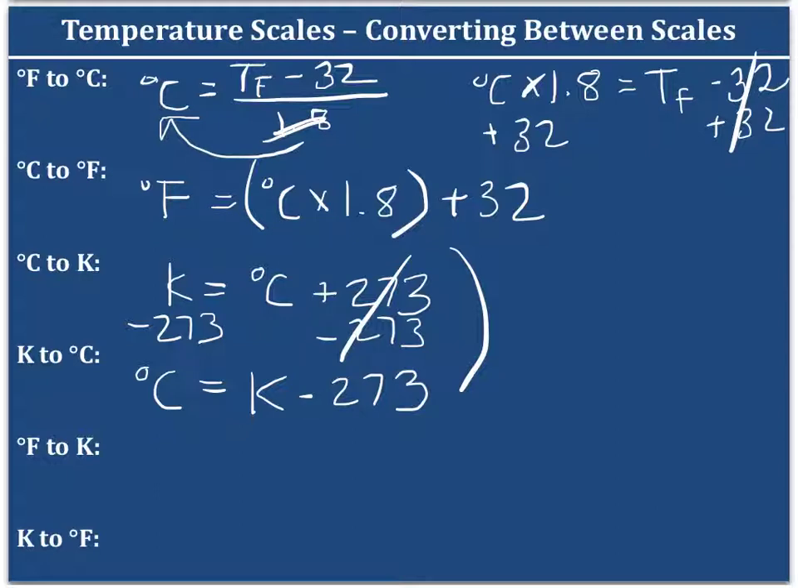Now, if we want to go Fahrenheit to Kelvin, first thing we should do is go Fahrenheit to degrees Celsius. So we should do this equation right here, our first one. And then we want to go Celsius to Kelvin, so we're going to add 273 to that equation there. And then opposite, if we want to go Kelvin to Fahrenheit, the first thing we should do is get into degrees Celsius and then convert into Fahrenheit.